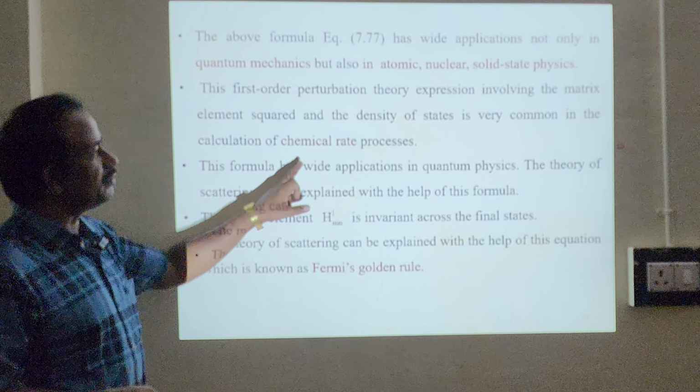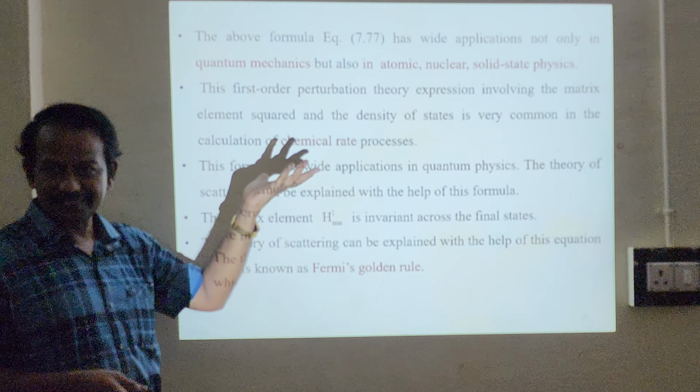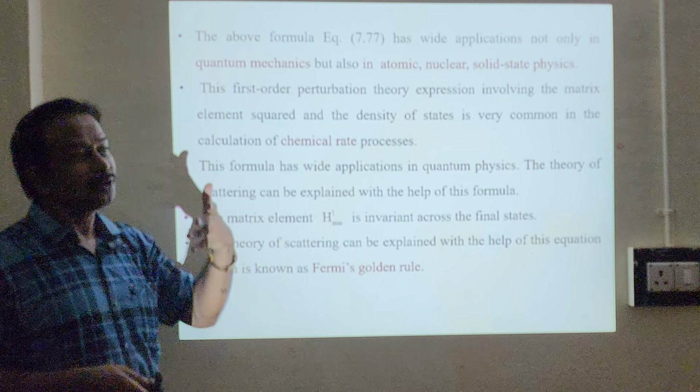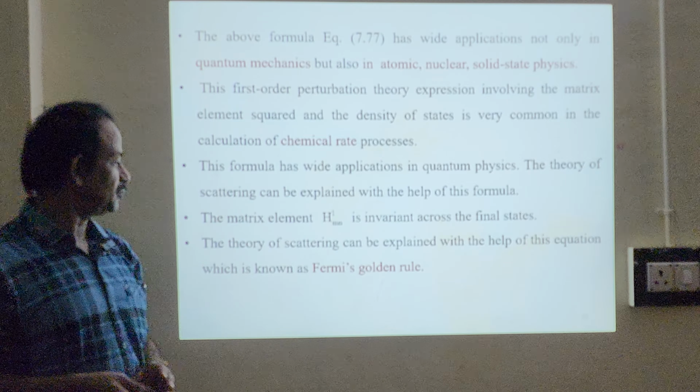So in chemistry also it is used. This formula has wider applications in quantum physics. The theory of scattering, which we studied in the last unit, can also be explained with the help of this formula. This is your matrix element, which is invariant across the final states. Not only in physics but also in life too, as I said. That's why it is termed as Fermi's Golden Rule.